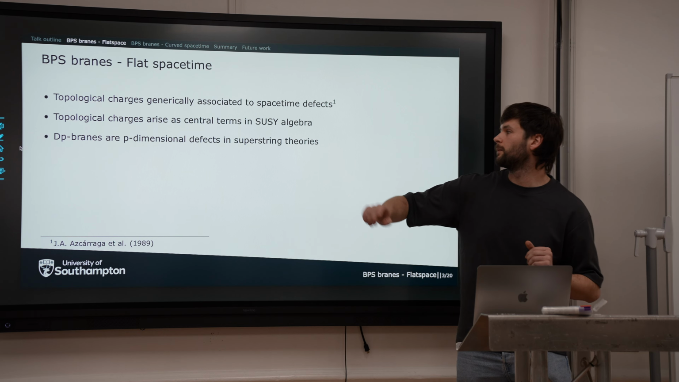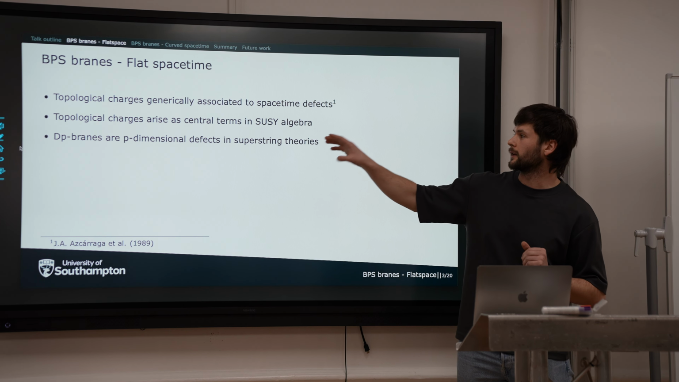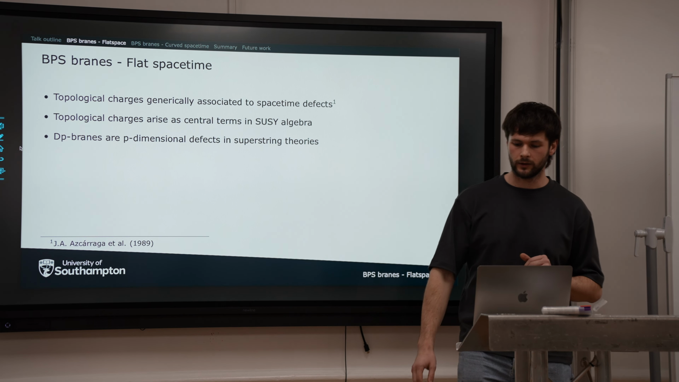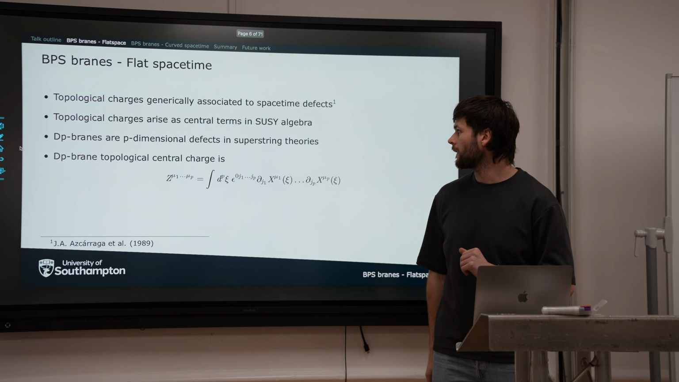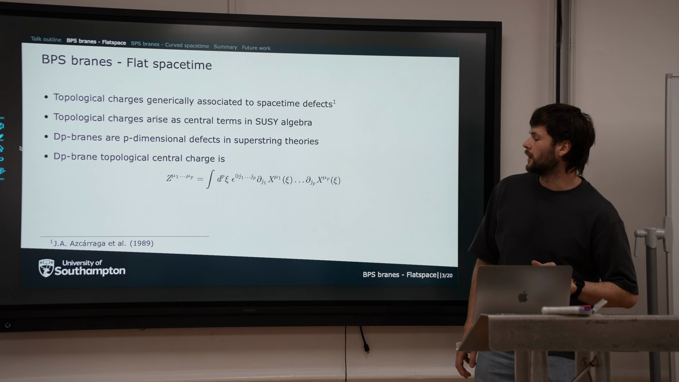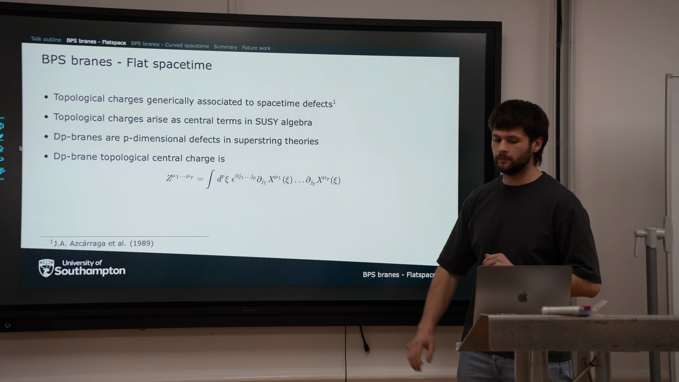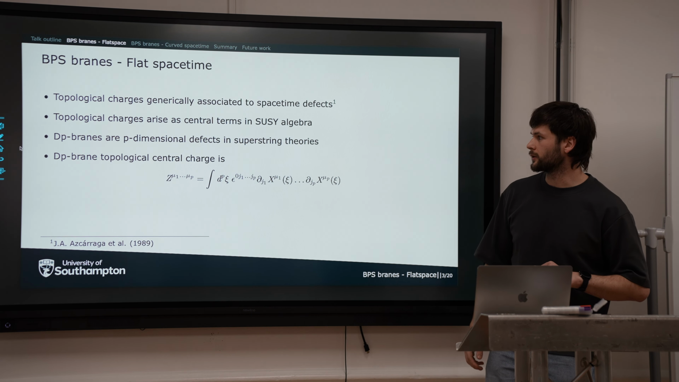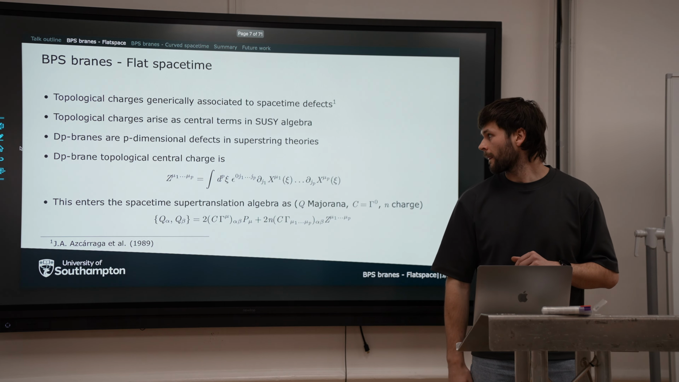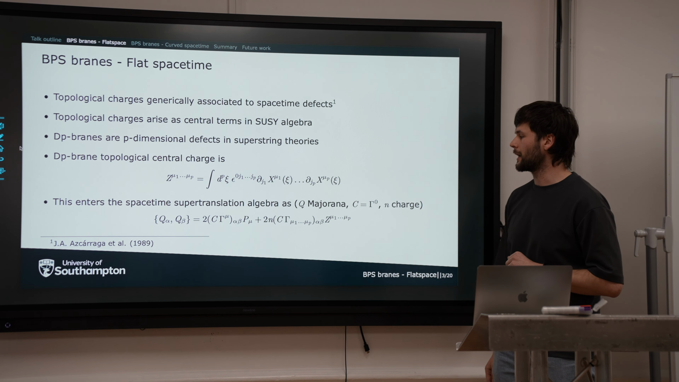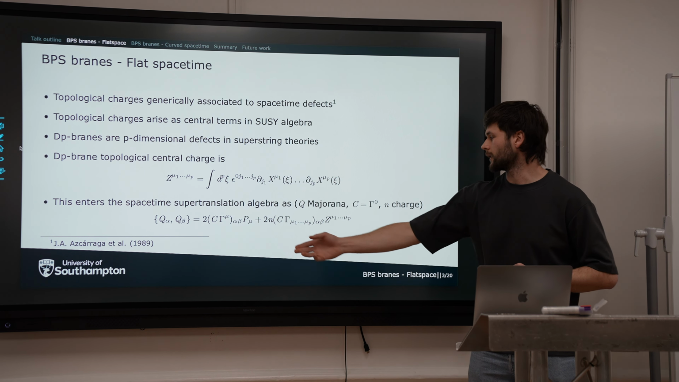This is because D-p branes, and I'm talking strictly about string theory here, are p-dimensional defects in superstring theories. As I said, they will be associated with a central charge term which takes the following form, which can be associated to an identically conserved topological current. And so this central term enters the supertranslation subalgebra as follows, as a central extension.